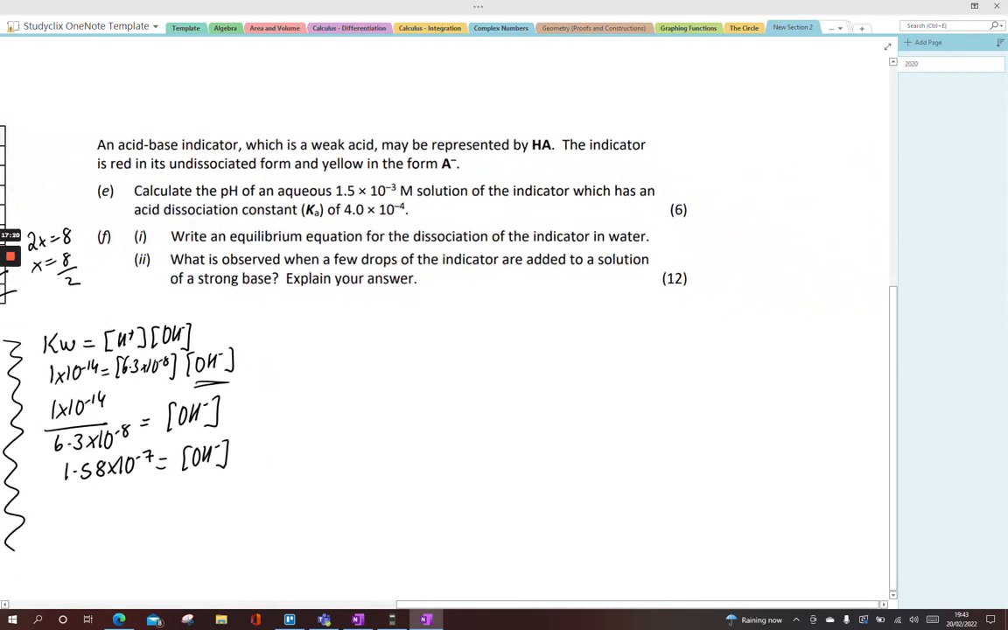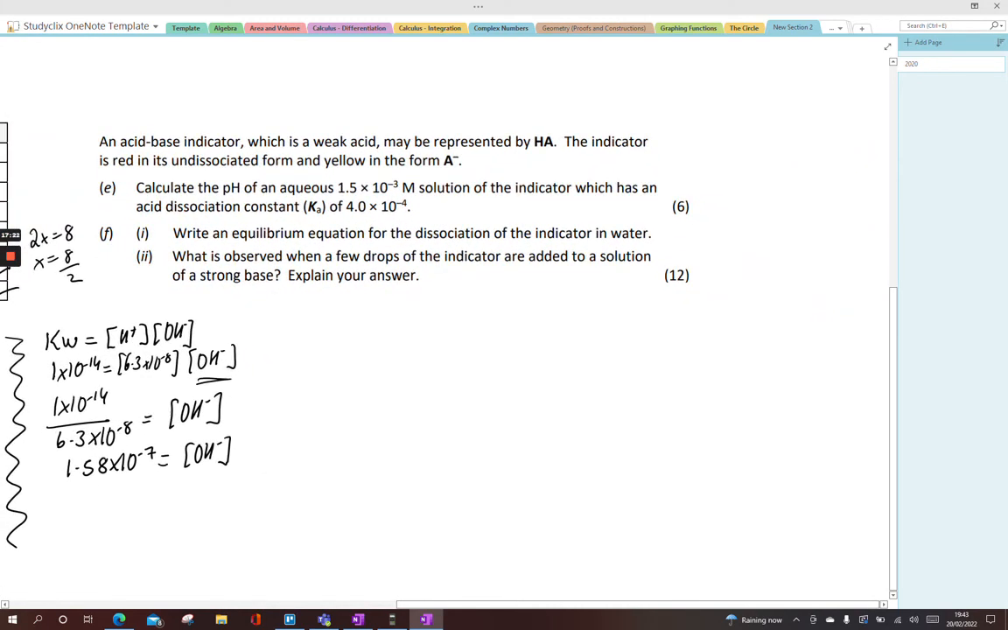And your acid base indicator, which is a weak acid, may be represented by HA. So it's a weak acid, so it only slightly dissociates. Got to be using these arrows. The indicator is red in its undissociated form and yellow in the form A minus.